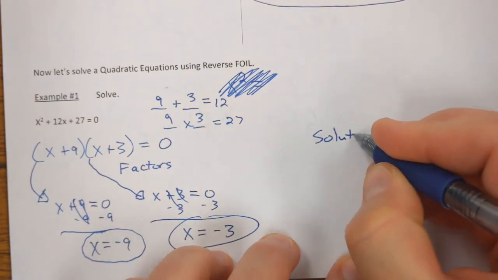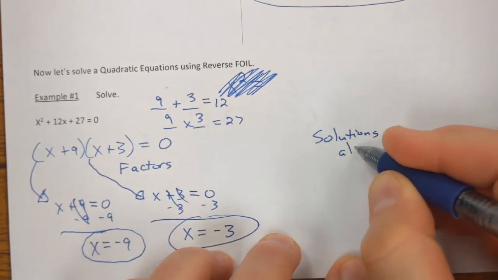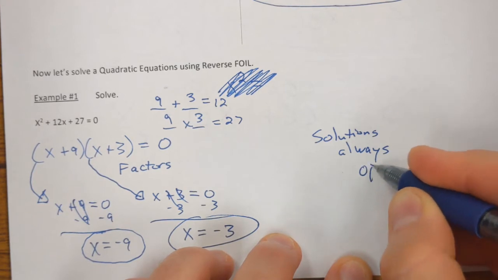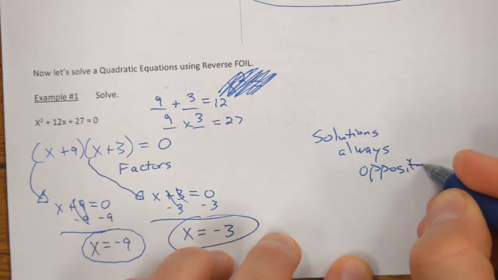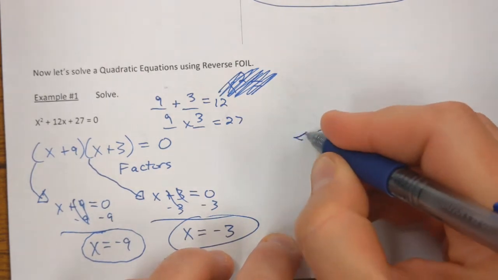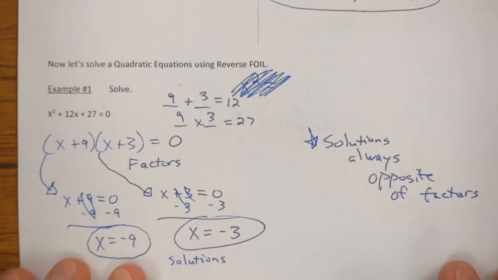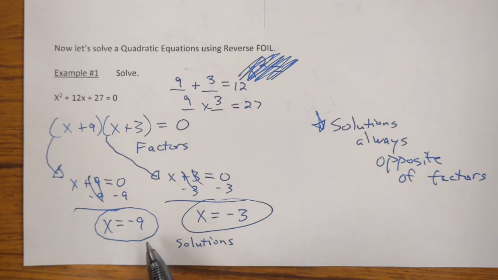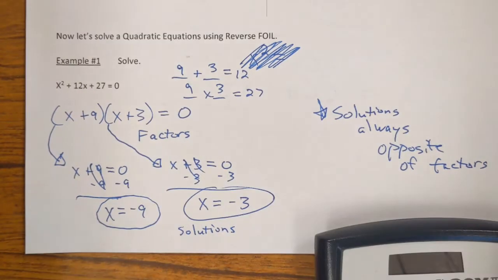Solutions are always going to be the opposite of your factors. That's an important distinction to make. And I can go into the why this happens. Think about it for a second. And let me get a calculator real quick. Think about it for a second.